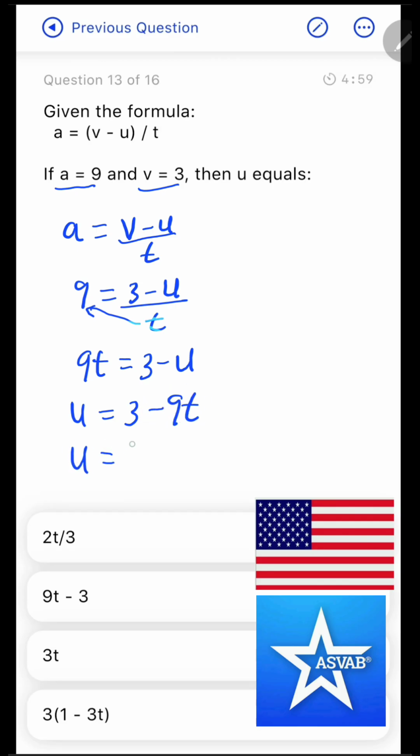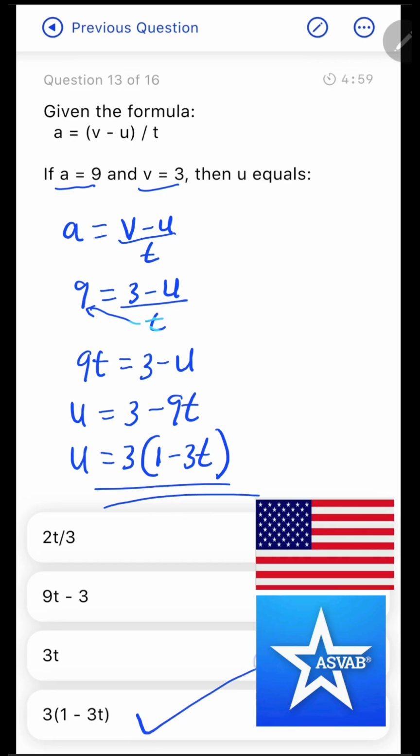So what do we do next? We can factor out 3 because 3 is common in both terms. So we factor out 3. 3 divided by 3 is going to be 1, minus 9 divided by 3 is going to be 3, then we add T. So this is going to be the value of U from this equation. And if you check the options, the last option, option 4, is going to be the correct answer.